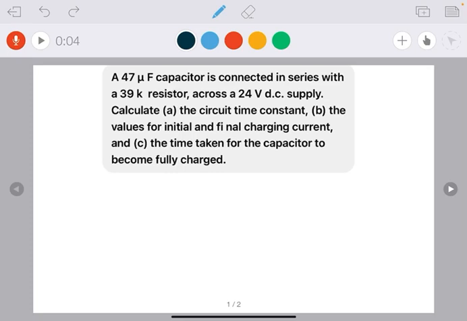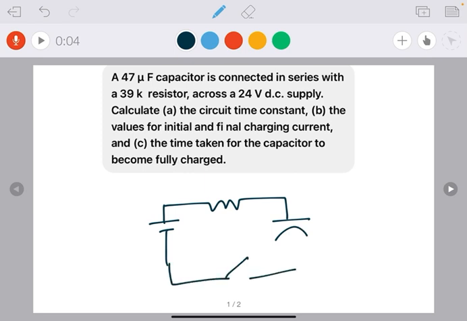Okay, so I have this problem. A 47 microfarad capacitor is connected in series with a 39K resistor across a 24 volt DC. So it's something like this. There's a resistor, there's a capacitor, and we want to see the transient effect. So I will add a switch. So this is the 47 microfarad capacitor, and this is the 39K resistor, and this is the 24 volts voltage source. So we need to find the circuit time constant.